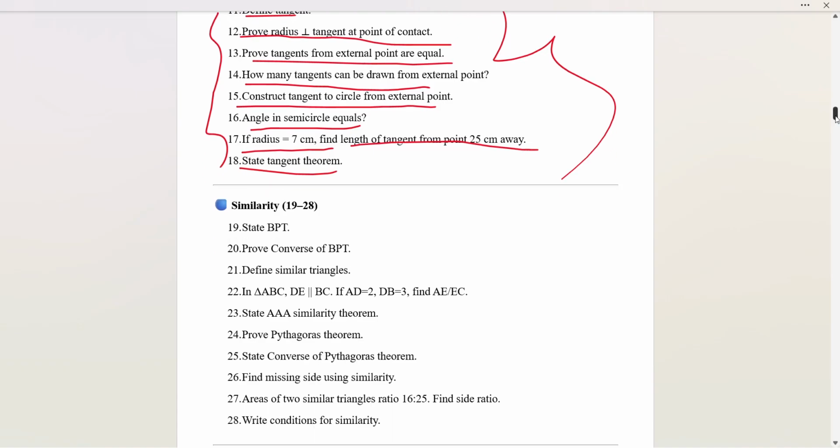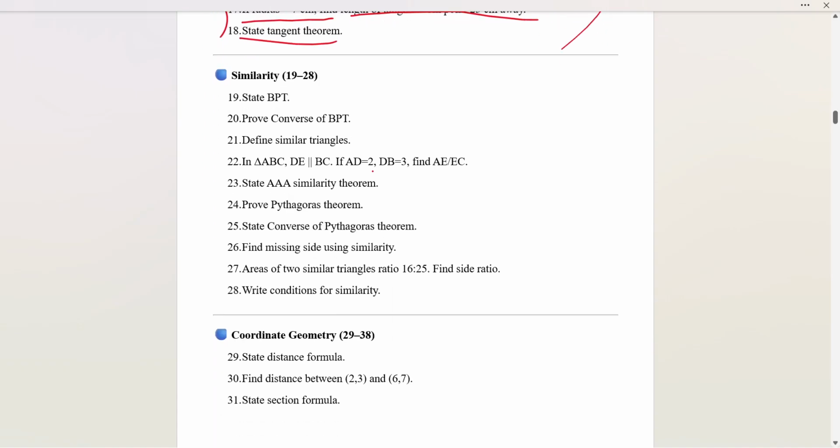It is similarity. From similarity, state BPT. It is a repeated question, the most repeated and a favorite of the board exam. So state the BPT theorem. Next is prove the converse of BPT. So for 2026, you can see the converse of BPT in your board exam. There are high chances for board exam 2026 that they ask for the converse of BPT or the converse of Pythagoras theorem.